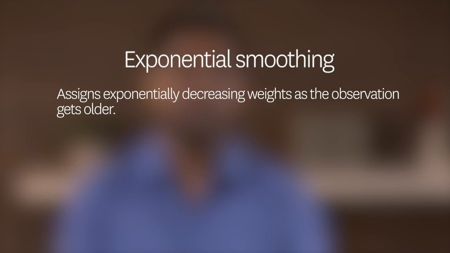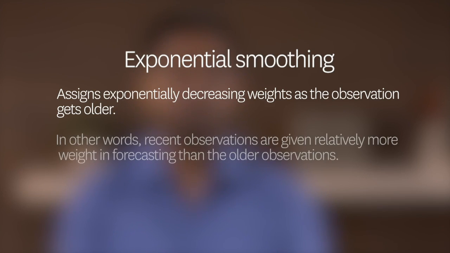Although theoretically we could use the trailing moving average method to calculate the forecast, Tableau prefers to use the exponential smoothing method for forecasting time series data. So let's spend some time understanding what the exponential smoothing method is. In moving averages, the past observations are weighted equally, while exponential smoothing assigns exponentially decreasing weights as the observation gets older. In other words, recent observations are given relatively more weight in forecasting than the older observations.